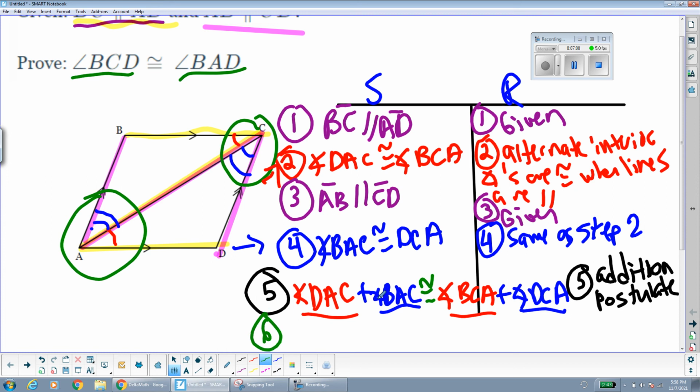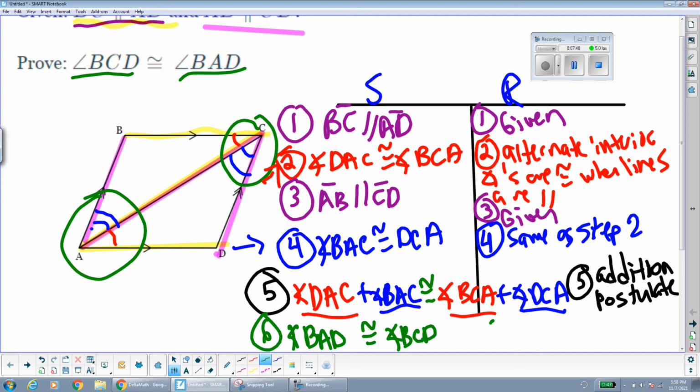Angle DAC plus angle BAC, so this red angle plus this blue angle, give us this whole angle, which is angle BAD. And that's congruent to angle BCA plus angle DCA. So here's angle BCA. When you add it together with angle DCA, the red plus the blue give you the whole angle over here, which is angle BCD.